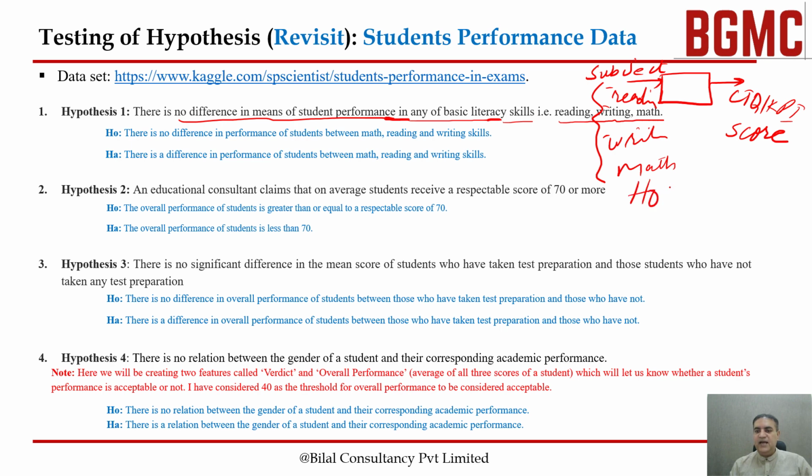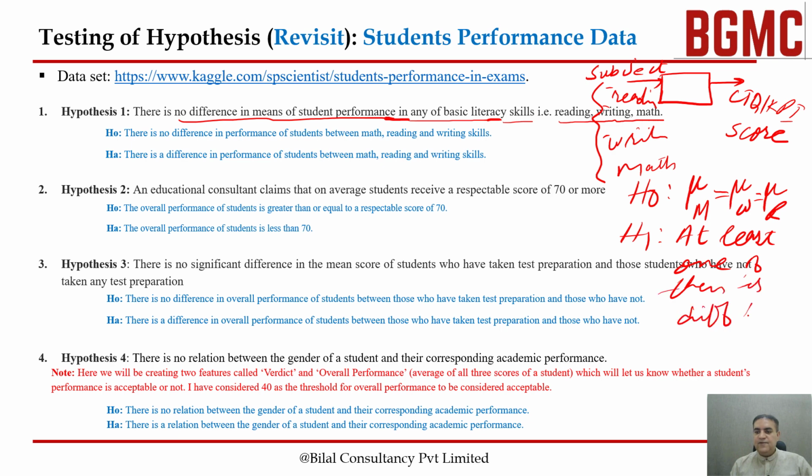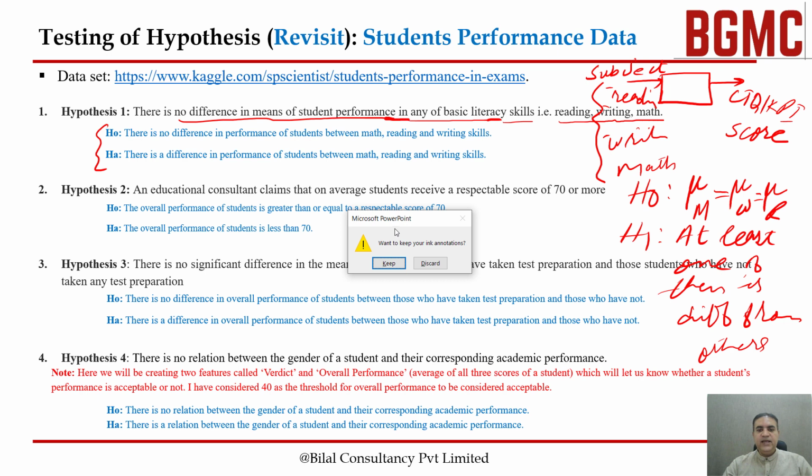So what would be our null hypothesis? That the mean of math score is equal to the mean of writing score is equal to the mean of reading score, whereas the alternative is that at least one of them is different from the others. That is going to be our alternative hypothesis. So that is basically the H naught and H1, or we can say HA.